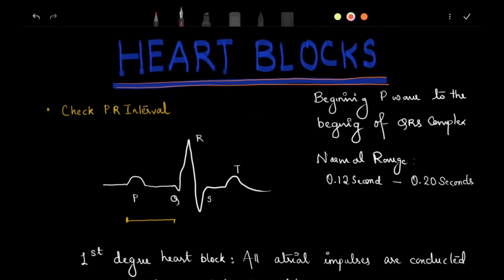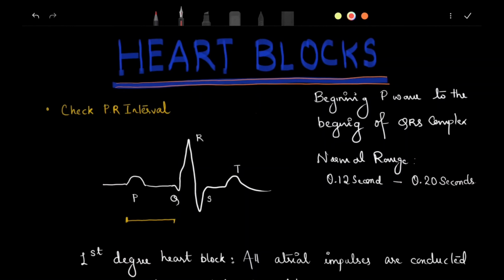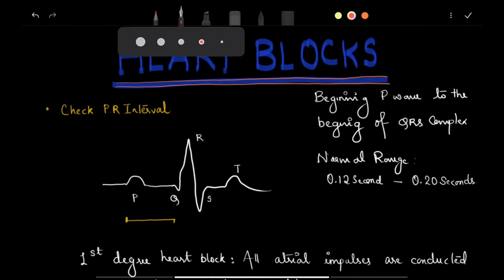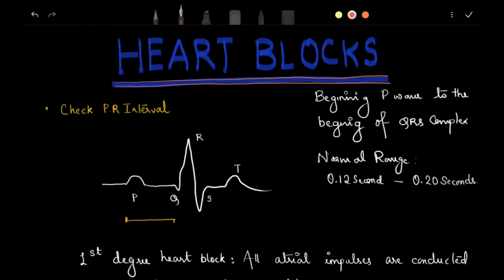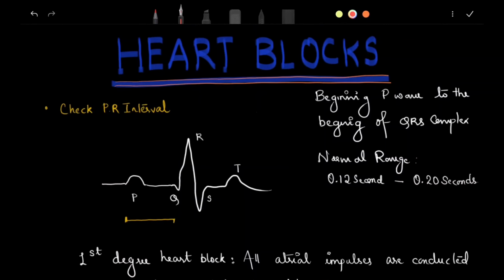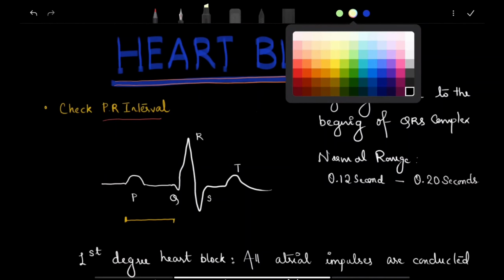We are going to start a topic called heart blocks. Heart blocks mean a conduction block, not the vessel block. It's a conduction block. So here we are in heart blocks. The main interval of the ECG is the PR interval. The PR interval is very much important in this heart block.